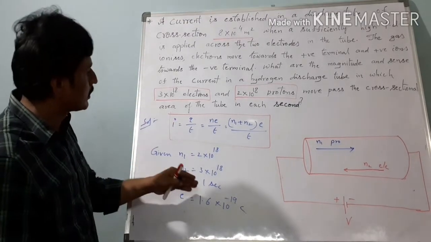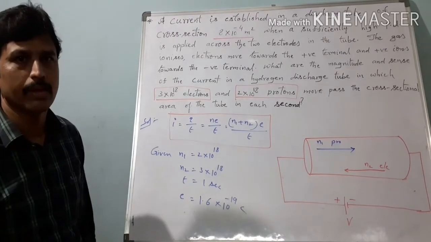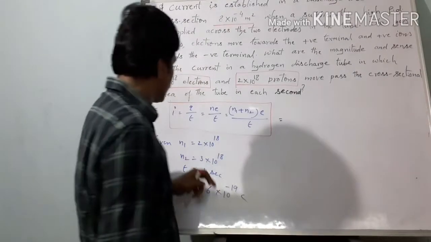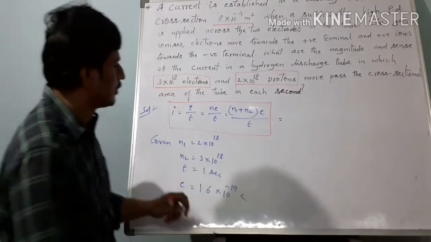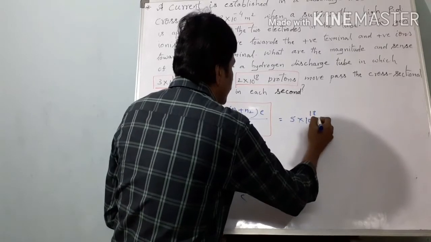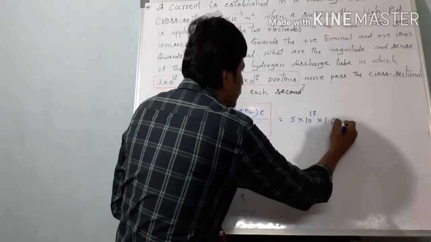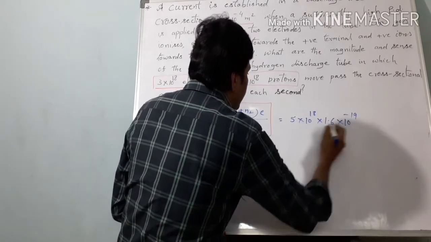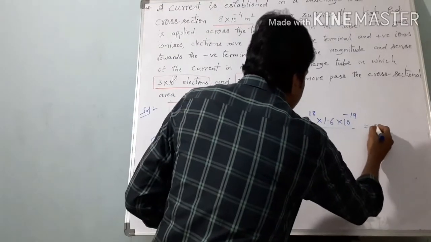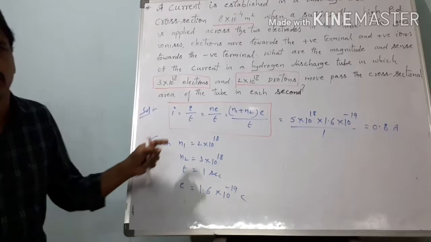By substituting these values, we can get the answer. Come on, substitute. 2 plus 3, 5 × 10^18, charge of an electron 1.6 × 10^-19, by 1, which is equal to 0.8 ampere. Write down.